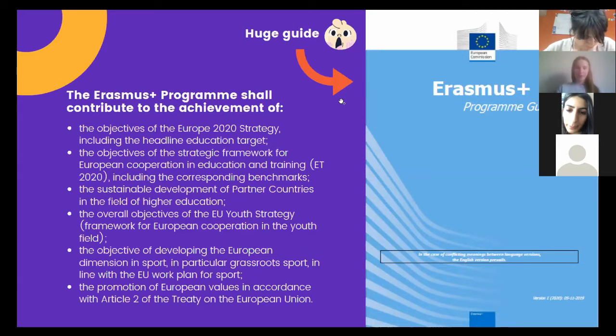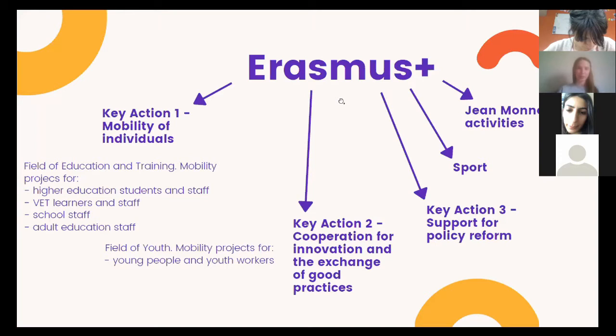So let's find out where we are in this program. As I said, it has 5 parts: Key Action 1, Key Action 2, Key Action 3, Sport and Jean Monnet Activities. And we work particularly with Key Action 1. This type of program has 2 fields: the field of education and training, and the field of youth, which has mobility projects for young people and youth workers. Some projects connected with young people are also in Key Action 2 and Key Action 3, but we will not consider them in these webinars.